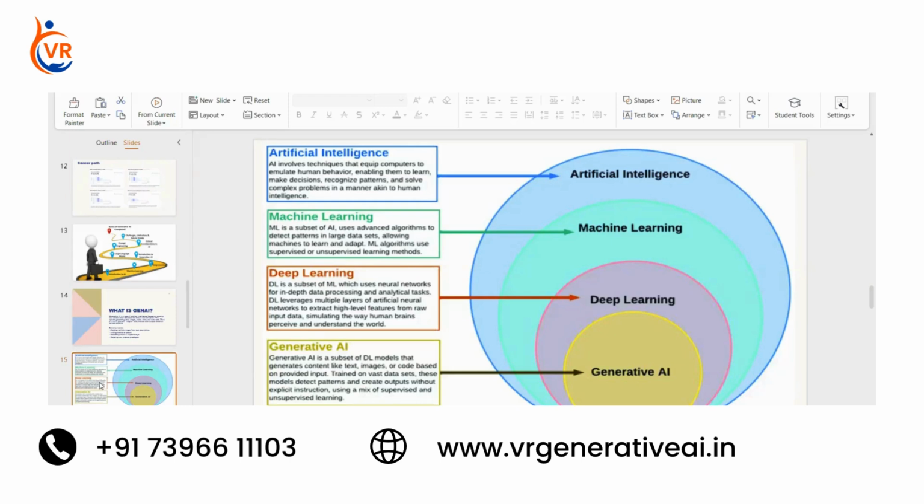So basically, generative AI helps us in generating something: generating text, images, or code. Based on the input, it will be generating some output. They're already trained on vast data sets. These models detect patterns and create outputs without explicit instructions. Here also you'll be seeing a mix of supervised and unsupervised learning, right? All these topics, machine learning, deep learning, LLMs, NLP, are interlinked. So we can't skip any part of the modules mentioned in the course and directly jump into Gen AI. You need to understand the basics of machine learning, then deep learning, and then go into generative AI.